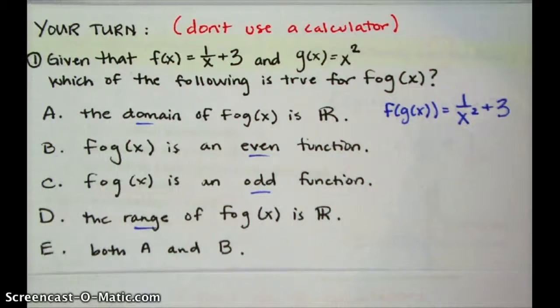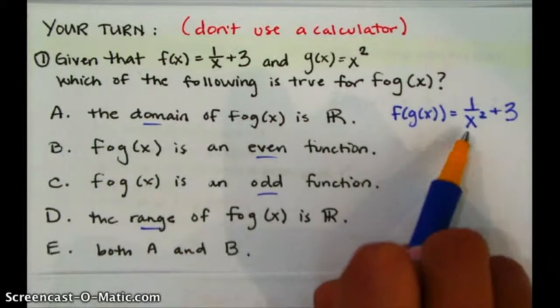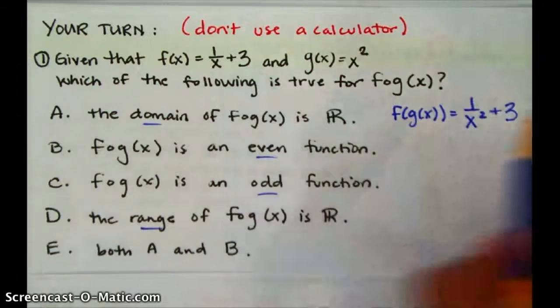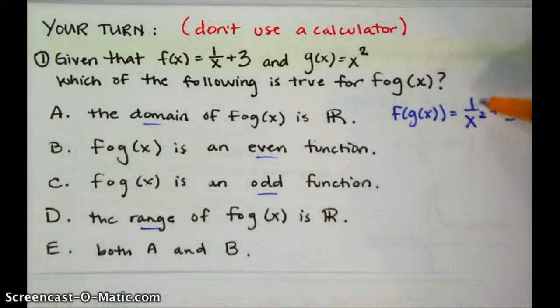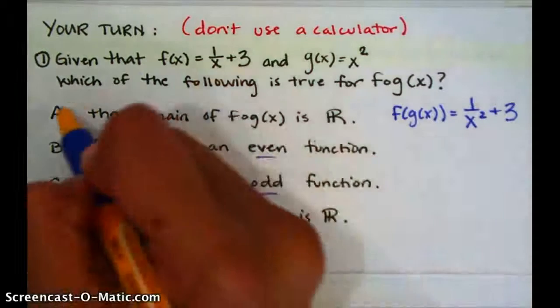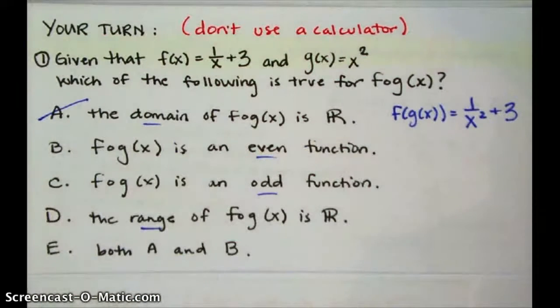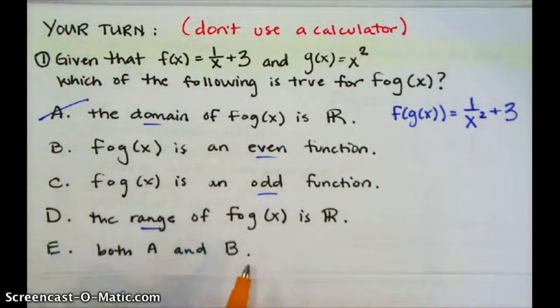Let's start with domain. Domain's about what I'm allowed to plug in or not plug in. I'm concerned in this case about a 0 on the bottom of a function. In fact, I can see right away that if I plug in 0 for x, I will get a does not exist answer for this function, which means that 0 is not in the domain, which means that the domain is not all real numbers. No good. Let's switch down to range before doing even and odd.